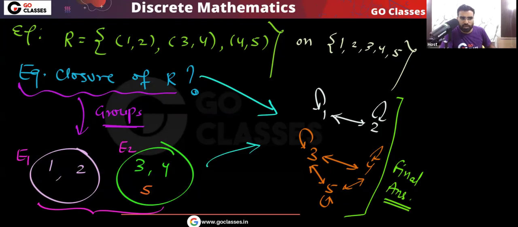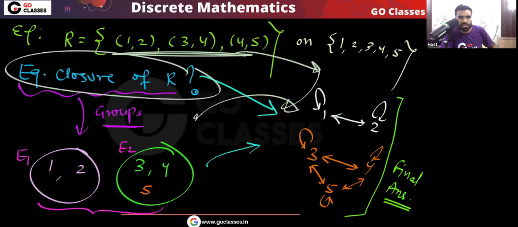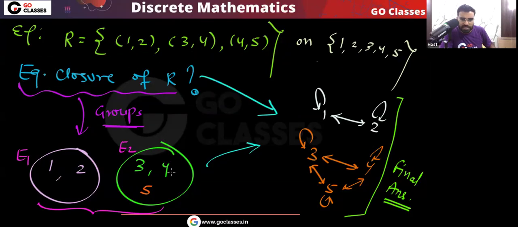Of course, there is another method. What is that? Another method is, for the relation R, you will find reflexive closure, then you will find symmetric closure, then you will find transitive closure. The result will be equivalence closure of R. But this method is very fast. I hope you understood this method. Okay.